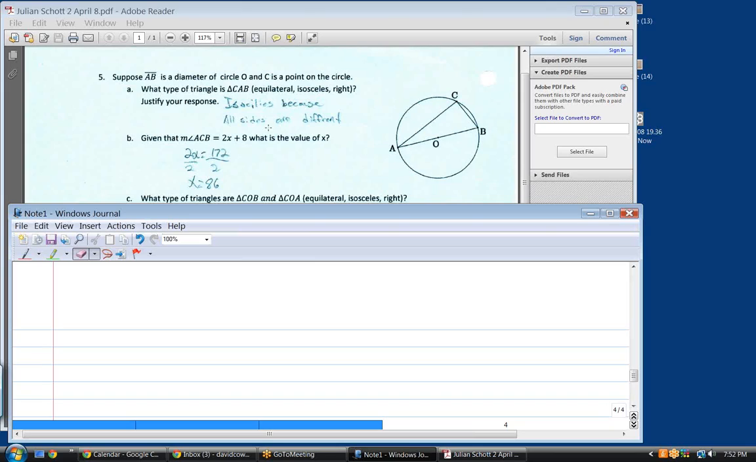Given that angle ACB is equal to 2x plus 8, what is the value of x? That angle right there is 2x plus 8. So how do I get x? What is that angle measurement?